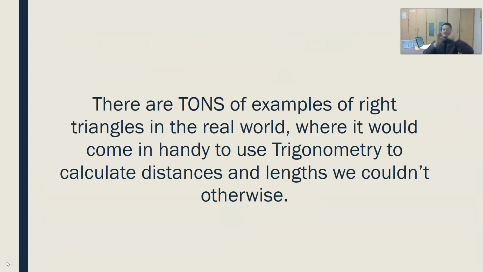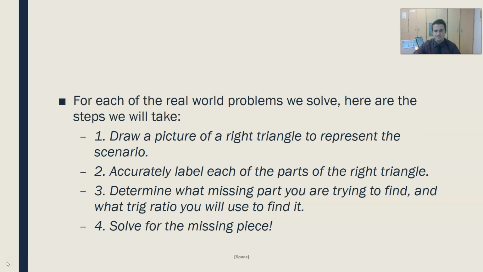So there are tons of examples of right triangles in the real world where it would come in handy to use trigonometry to calculate distances and lengths we couldn't otherwise. When you're digging into the ground or calculating heights in the sky or of really tall buildings, it's really difficult to calculate those distances exactly. Using a tape measure, you're not going to be able to calculate the height of the Empire State Building, but you might be able to use trigonometry to approximate that.